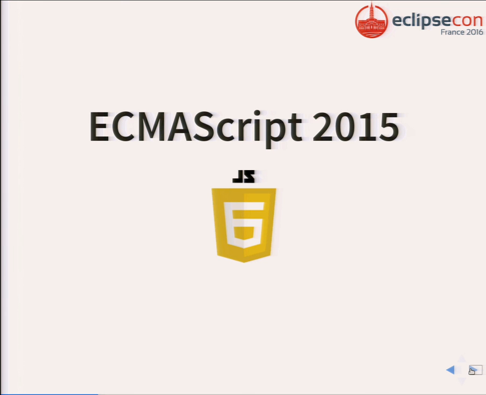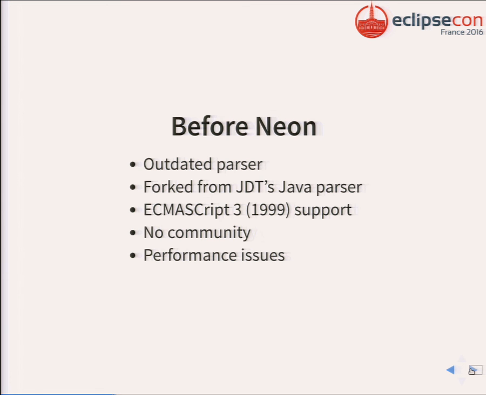And here is the new and noteworthy for the JSDT 2.0 release. The first thing is that ECMAScript 2015 support was added. ECMAScript 2015 was introduced roughly a year ago, and now in Neon you can have full support of it. New constructions like class and keywords like let and const will be supported, and you will have well-parsed JavaScript in your JSDT editor.